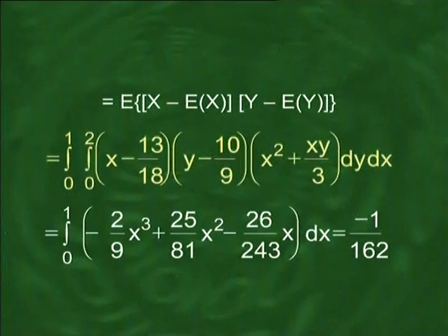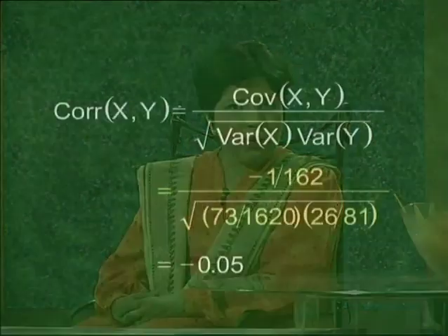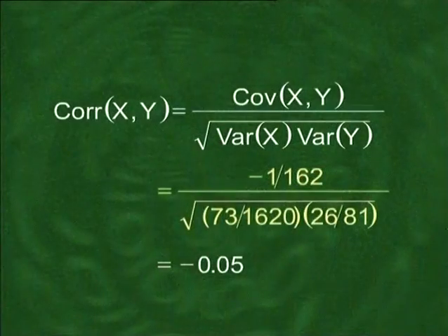जैसा कि मैंने आपसे पहले कहा था, the correlation coefficient is equal to the covariance divided by the standard deviation of x into the standard deviation of y. So, in this example, the correlation coefficient comes out to be minus 1 over 162 divided by the square root of the variance of x, which is 73 over 1620, into the variance of y, which is 26 over 81, and hence the final answer is minus 0.05.